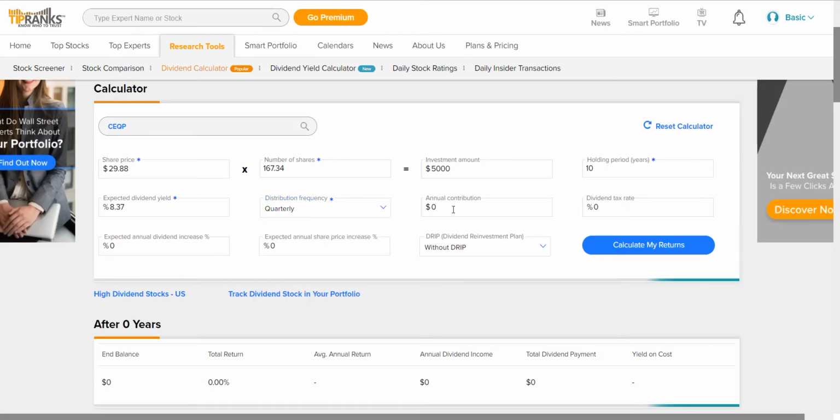And for the first illustration, we are not going to be adding any contribution to this investment portfolio. We're also going to ignore the tax rate for right now, and we're also going to ignore the annual dividend increase expectations as well as the annual share price increase expectation. And we are not going to be using the DRIP, which is the dividend reinvestment plan. So I just want to show you what your money looks like after 10 years of investing only $5,000 and not doing anything to it and not reinvesting your money. So let's hit calculate my return.